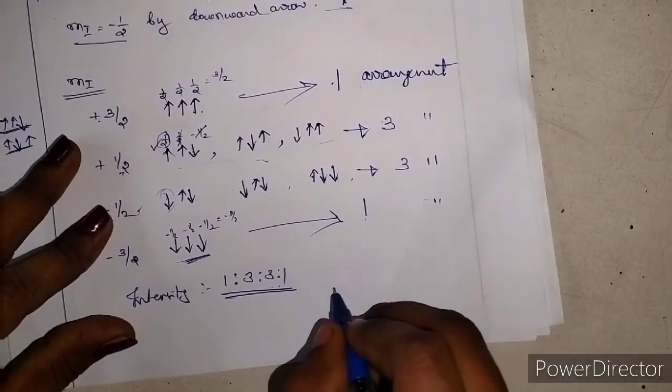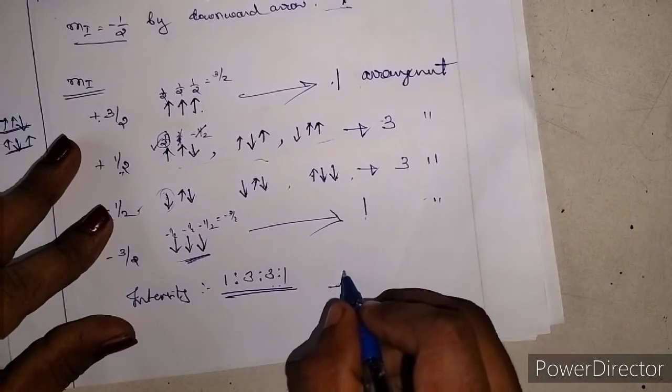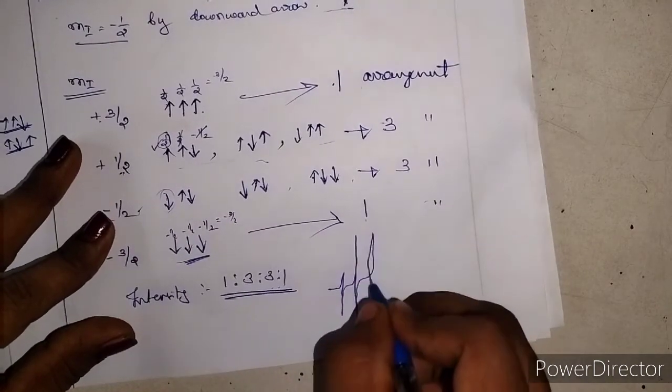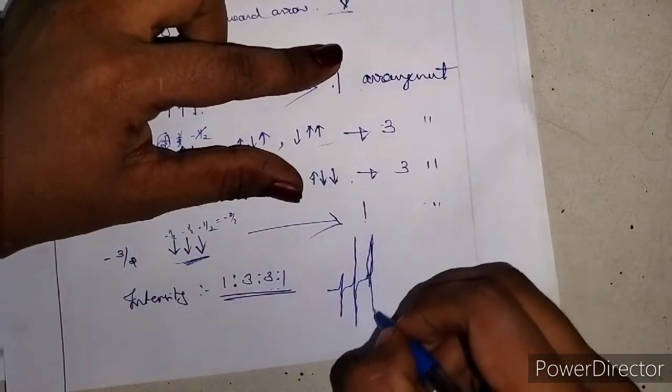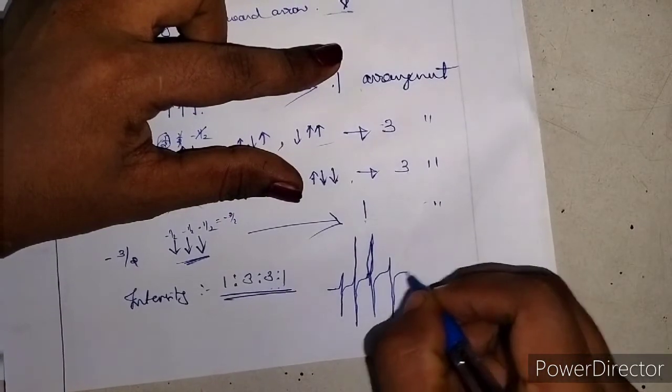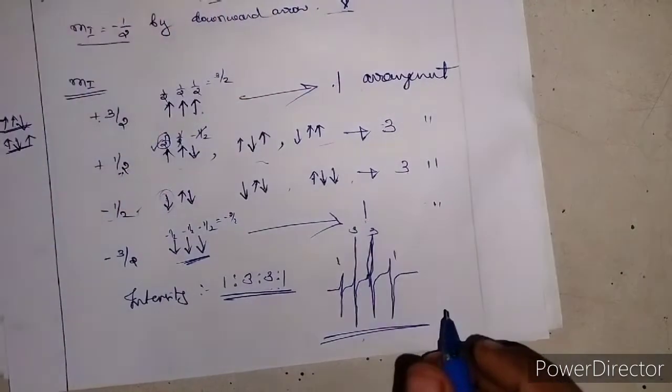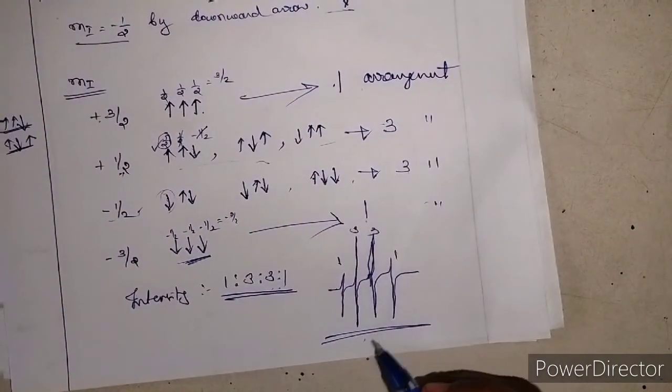So how do you get it? You will be getting 1, 3, 3, 1. This is the relative intensity of a methyl radical.